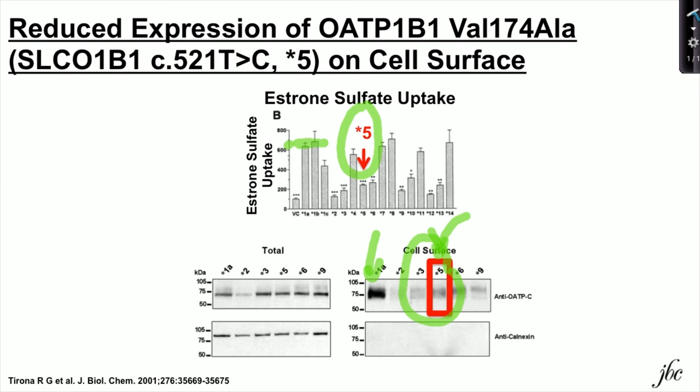So that's the third line of evidence. We've seen genome-wide level evidence. We've seen several candidate gene studies showing a clinical pharmacologic mechanism where individuals who are homozygous for this allele have higher levels of statins and repaglinide. And finally, we show functional evidence in the literature that there is reduced activity of this particular OATP1B1 polymorphism.